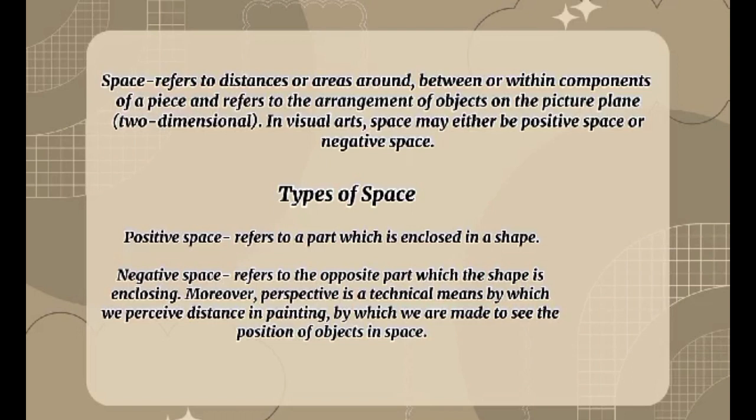Let us first define what is positive space. Positive space refers to a part which is enclosed in a shape, meaning positive space is the area or region that is occupied by the main subject or object in an artwork. It is the space that is visually dominant and attracts the viewer's attention. Positive space is created by the shapes, forms, or objects within the composition. Positive space is important in creating a sense of balance, harmony, and visual interest in an artwork.